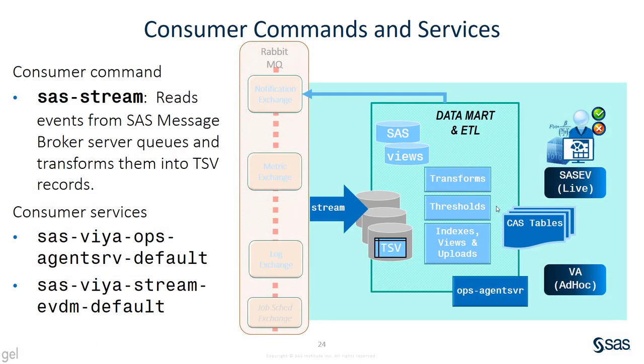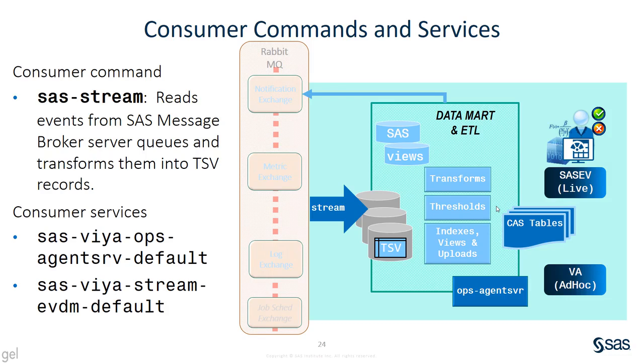So on the left-hand side, we had producers. Obviously, we need somebody to consume that information. So on the right-hand side of our general diagram, we have consumer commands. And ideally, the main one is SAS stream. This is a command that hooks up to the message queue, which is in the middle. And the message queue is kind of our communication method between the producers and the consumers.